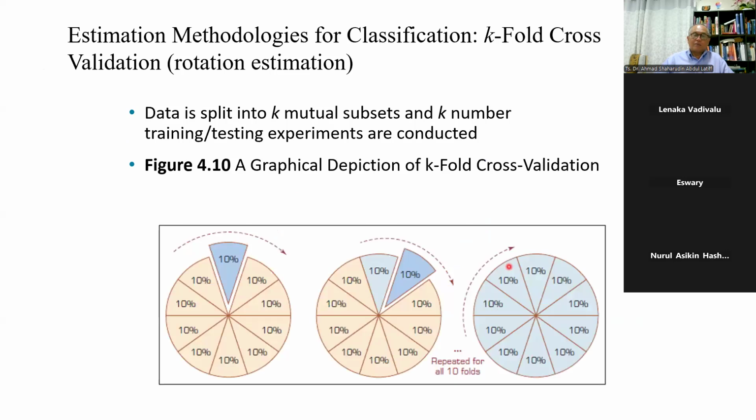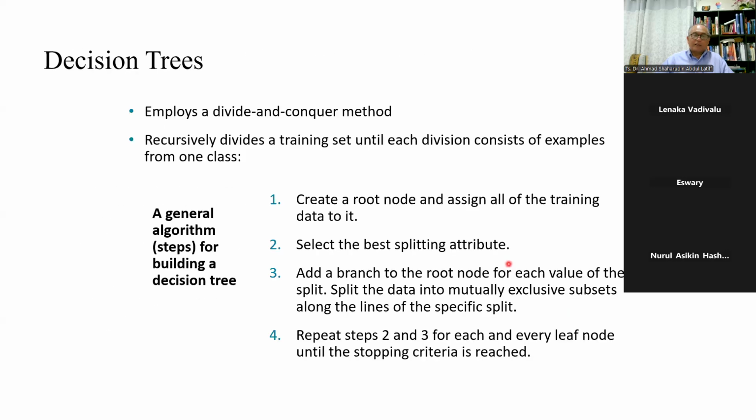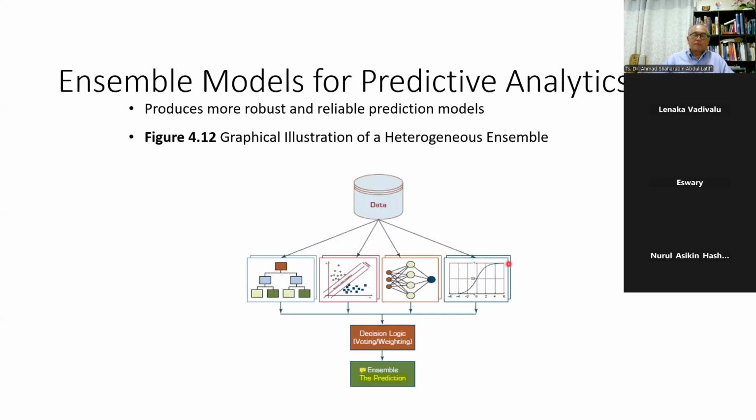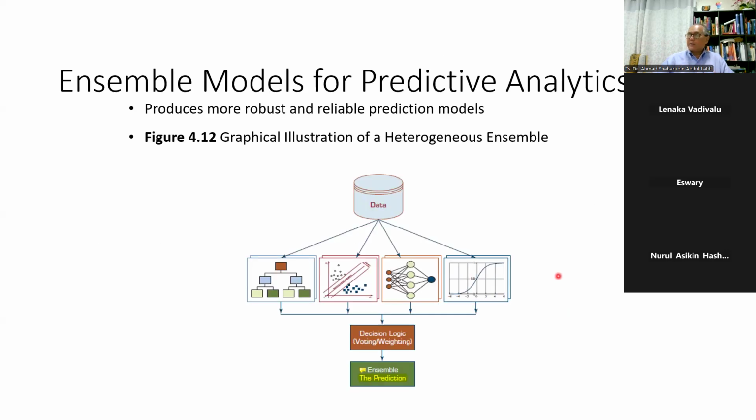You can also have k-fold cross-validation. These are methods of classification techniques. We did decision tree. And then how do you ensemble models for the predictive analytics. So we have decision tree, regression, neural network, and logistic regression. We ensemble them so we can use them in predictive analytics.